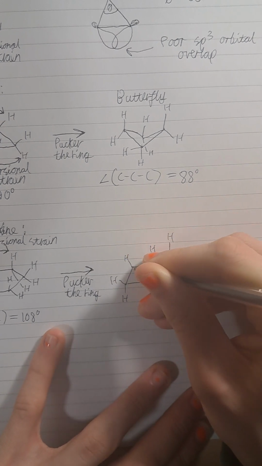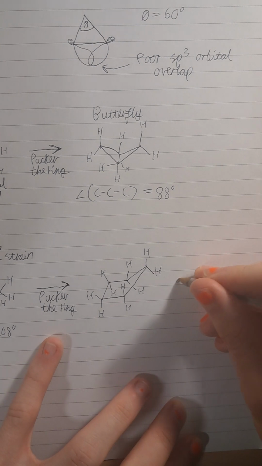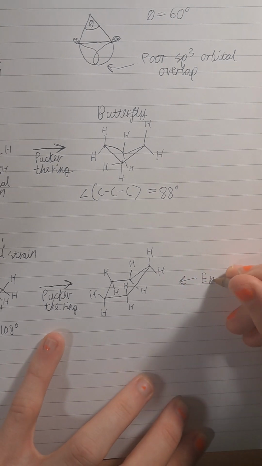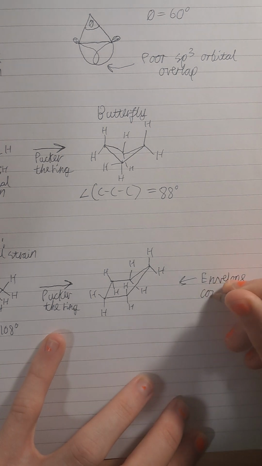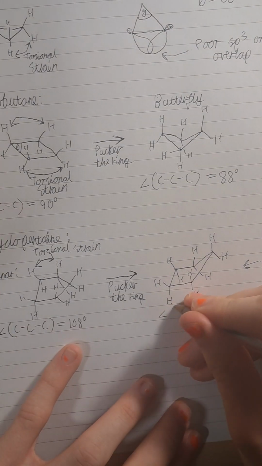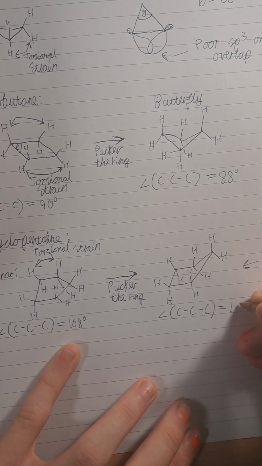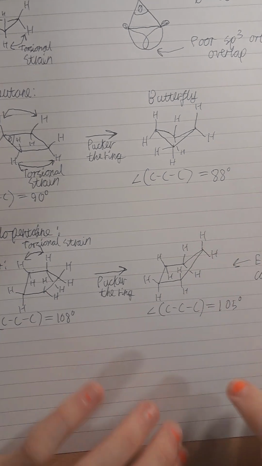Right then. And this conformation is going to be called the envelope conformation. And the CCC bond angle is going to be equal to 105 degrees.